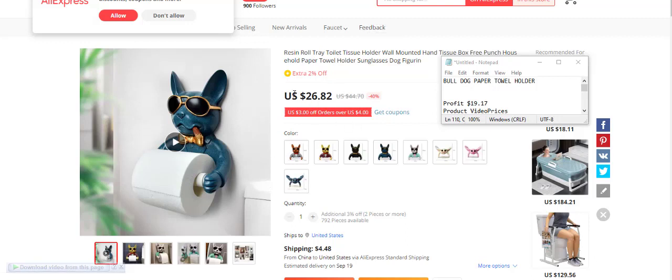This seller currently has no reviews and no orders, but this product is solving a need. So this is kind of like a fashionable product, is solving a need. So I'd only say it's really needed and in demand, except for rich people. So the profit margin of this product is $19.17.